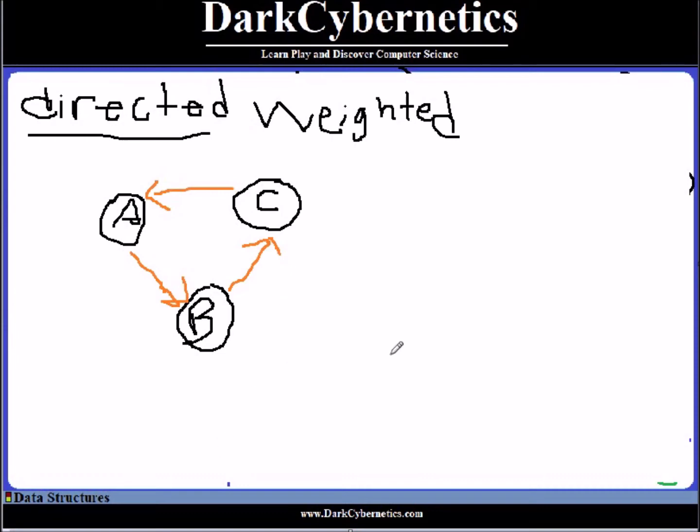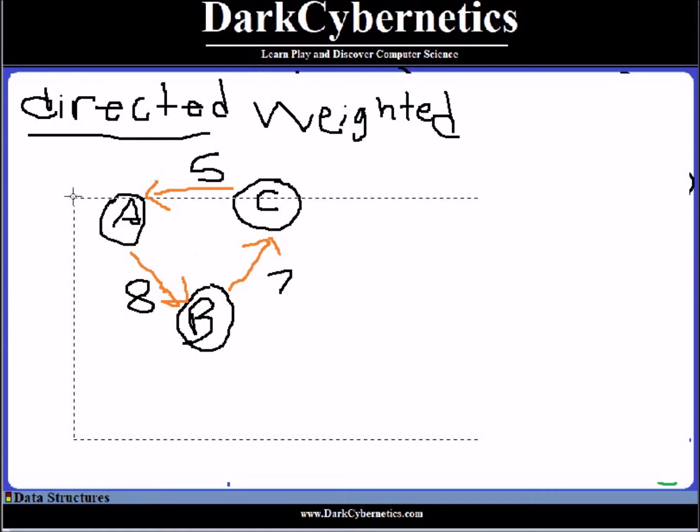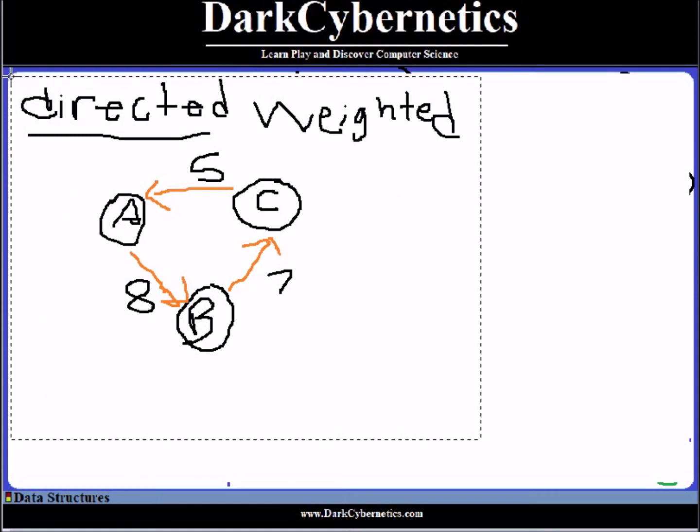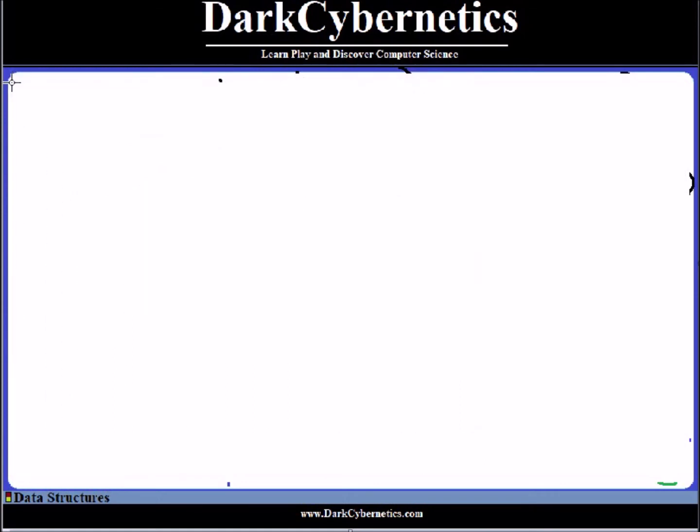Let's see. Let's suppose from A to C we had 5, and from B to C we had 7, and from A to B we had 8. We could also get a sum, the cost to traverse the graph, which was 8 plus 7, which is 15. Anyway, we can talk about properties of graphs.